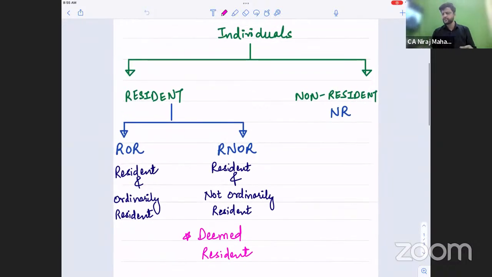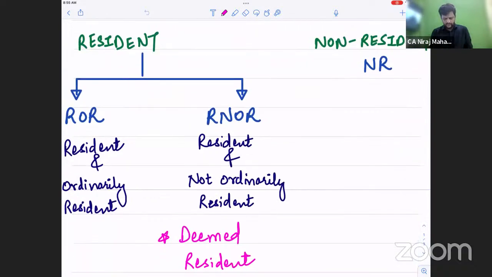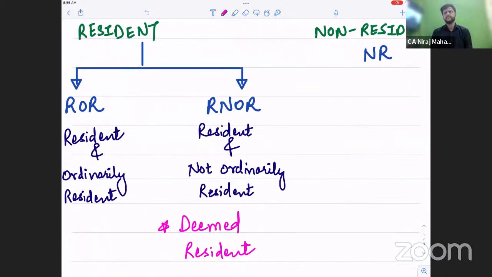Who do you think, bacho, doesn't stay in India at all or doesn't stay in India much? NR. Clear? So this is a very simple understanding from a very simple language point of view. The one who doesn't stay much in India, we are going to call him NR. Clear? All right. Now, the one who stays in India is resident.